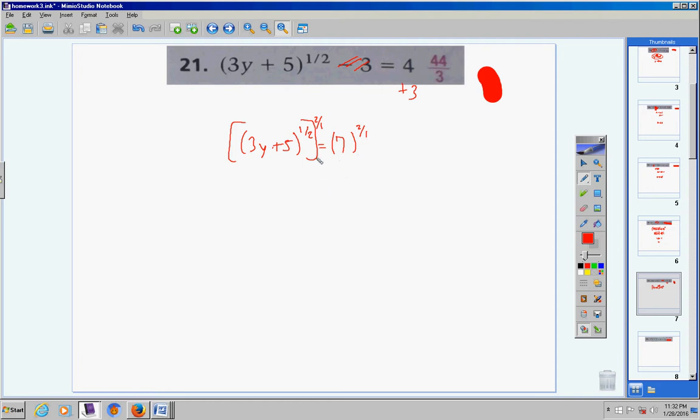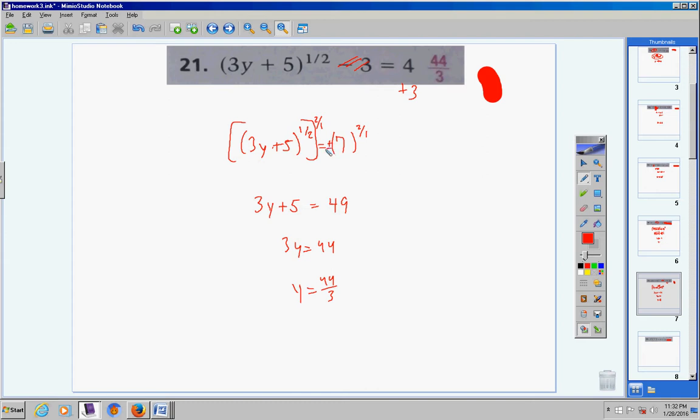Alright? Well, a power raised to a power, you multiply them. 1 half times 2 is 1. So you really have this entire expression right here to the 1 power. And we really don't need that, so there we go. 7 to the second power is 49. And as you can see, you get the exact same thing you did earlier. 3y equals 44, so y equals 44 over 3. Okay? You did not have to put plus minus here.